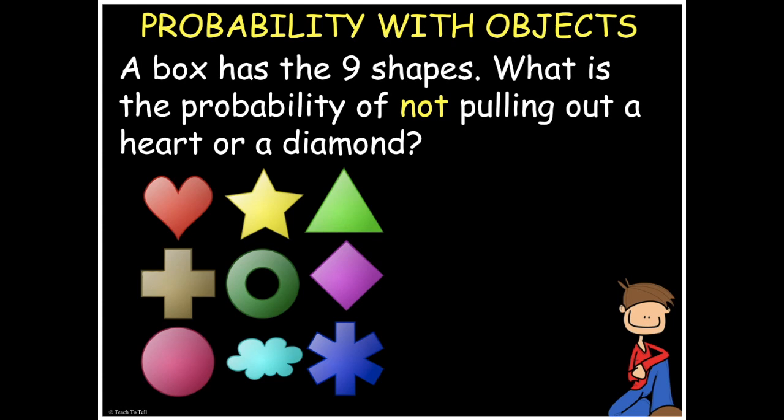The box has 9 shapes. What is the probability of not pulling out a heart or a diamond? I know my total possible outcomes is 9, and I look through and I find 1 heart and 1 diamond, but I want to find out what is the probability of me not finding those. So 9 minus 2 is 7, and my total possible outcomes are still 9.